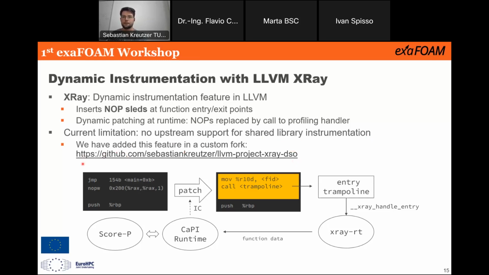So just to illustrate here again, this is just a part of it. The function starts here, and then this is this no-op sled, which was inserted. And during normal execution, it will just jump over this, so there's not really a penalty. And then if we have CaPI activated and we do the patching, we pass the selection file, and then for a selected function, this will be modified. So it calls first the trampoline function, which will then interface with the XRay runtime and pass information about the function to the CaPI runtime, or directly to the measurement system you're using.